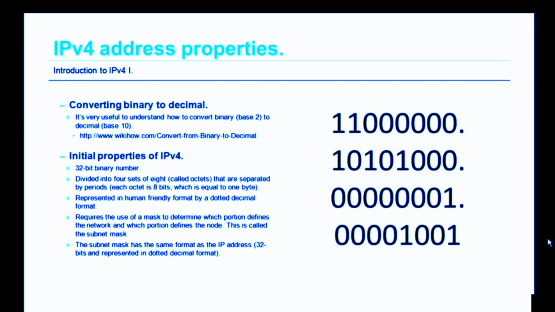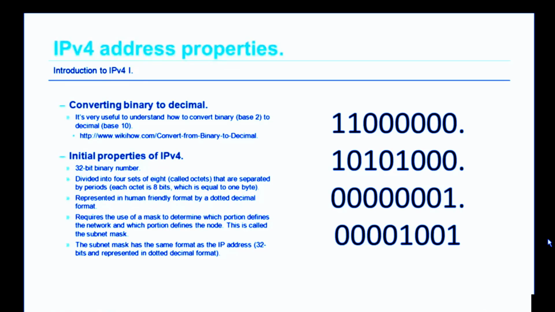Something that you will find useful is learning how to convert from binary to decimal. Now, binary is base 2. That means there are only zeros and ones, as opposed to the base 10 that we're all used to dealing with. If you would like more information on how to convert from decimal to binary or binary to decimal, you can go to that website that's listed under this heading.